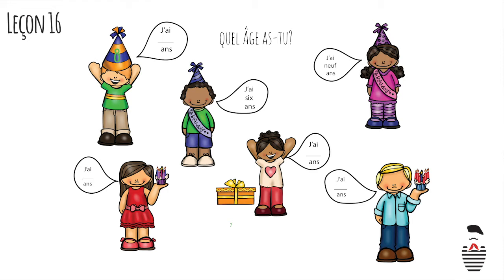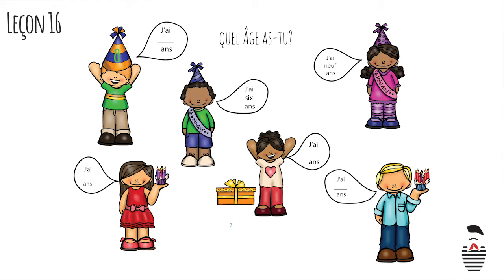And then our last amie, our last friend, also has a petit gâteau, a cupcake in his hand. So let's count his bougies. 1, 2, 3, 4, 5, 6, 7. So he is 7 years old. So you can write a 7 in there. J'ai 7 ans. I am 7 years old.